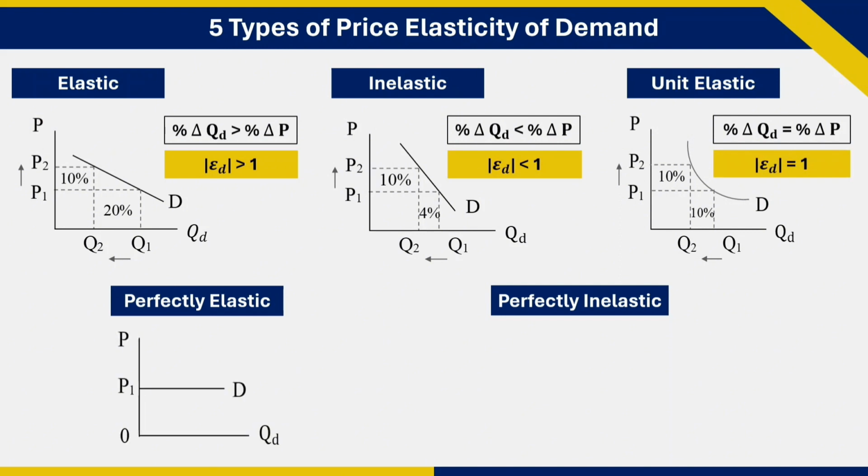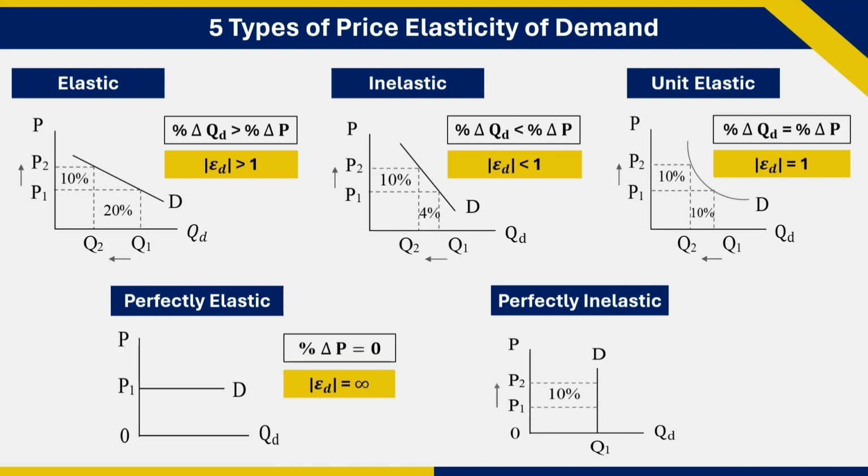Now, have a look at this graph. Here, at the initial price OP1, the demand is infinity. If the price is slightly decreased, it leads to an increase in demand by a large amount. So, when a small percentage change in price causes an extremely large percentage change in quantity demanded, the demand will be perfectly elastic and the coefficient is infinity.